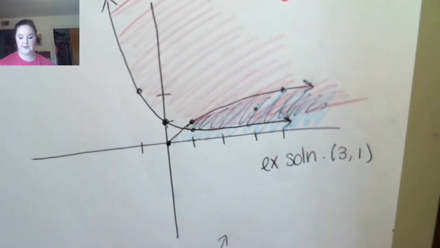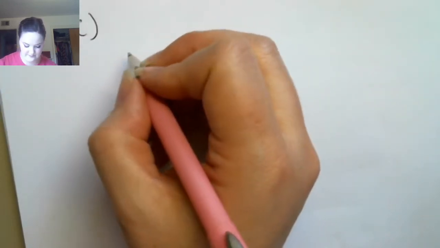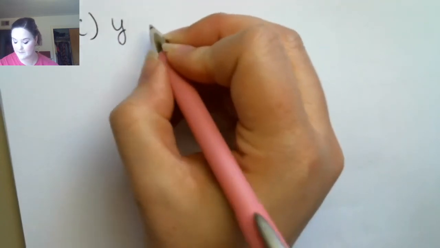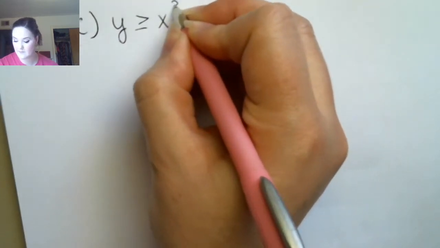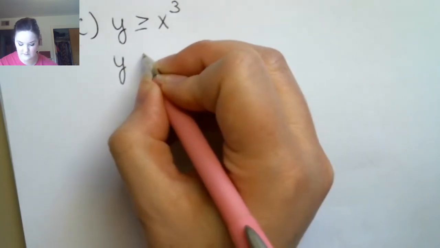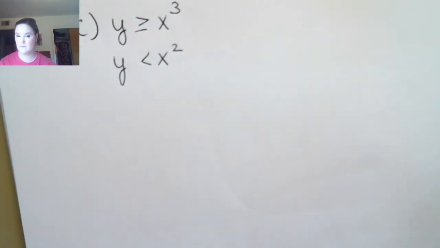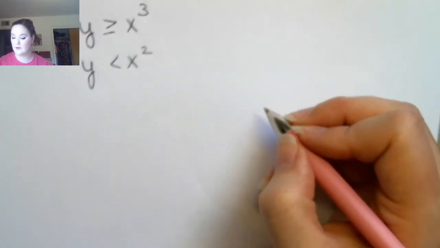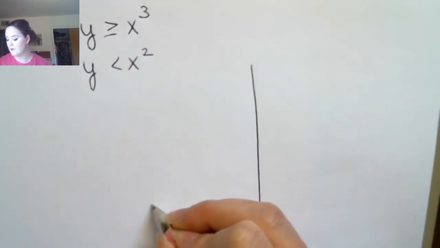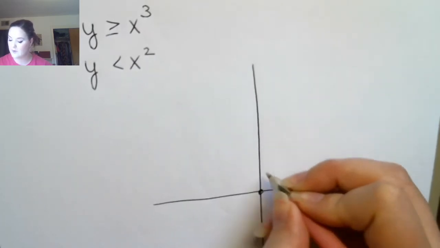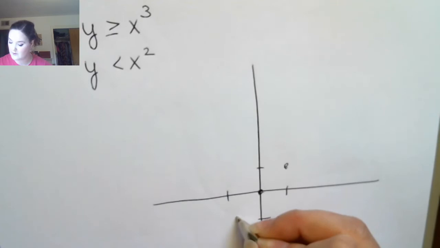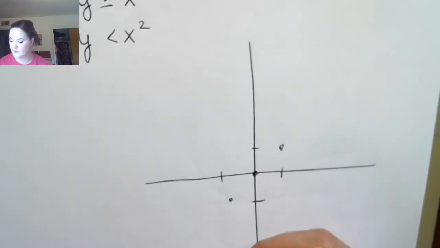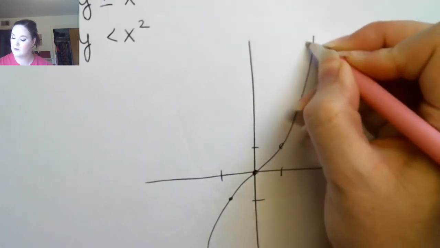All right, let's see another example. So the first thing we're going to draw is y equals x cubed. That's one of our base graphs. So we know our key points, and we also know the shape of this graph is that S-shaped curve. It looks like that.